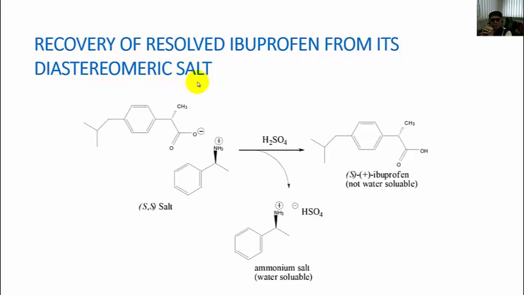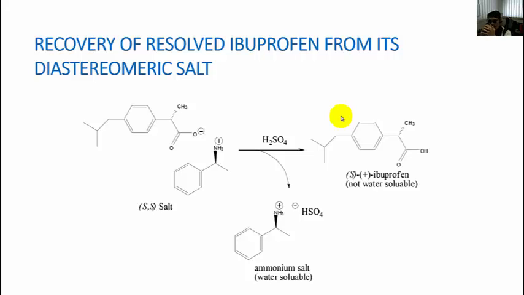Now this is simply done by adding a strong acid to the diastereomeric salts. This will cause the ibuprofen to be protonated and convert itself back to its neutral form. Neutral ibuprofen is not water soluble because the interactions are not very favorable, and it will separate out of the solution. It can then be recovered by extraction with a moderately polar organic solvent such as MTBE, methyl tert-butyl ether.